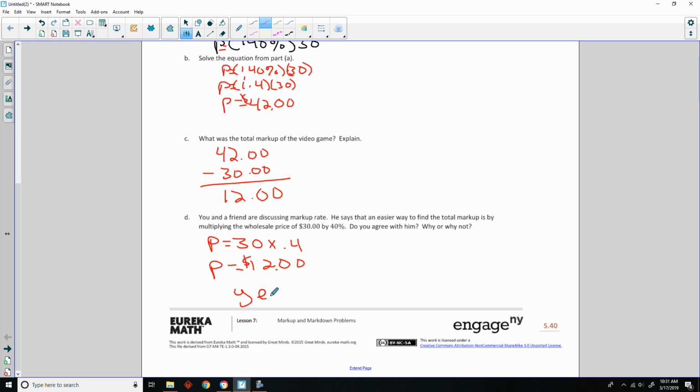So I would say yes, I agree. Why or why not? Because it came up with the same amount, 12 bucks. So he'd simply say, just multiply 30 times 40%. We know how much they're going to mark it up. Add that to the original cost, and it would be 30 plus 12, which is also $42.